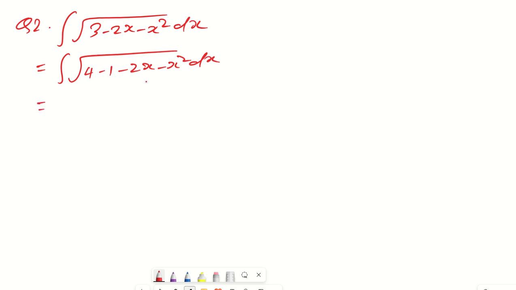So I can write this down as integration of square root of 2 square minus x plus 1 whole square dx. Now it is of the form of a square minus x square kind of thing.